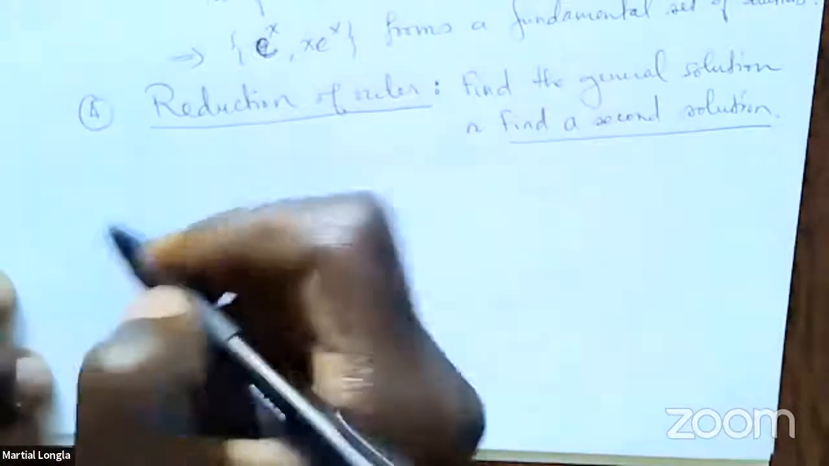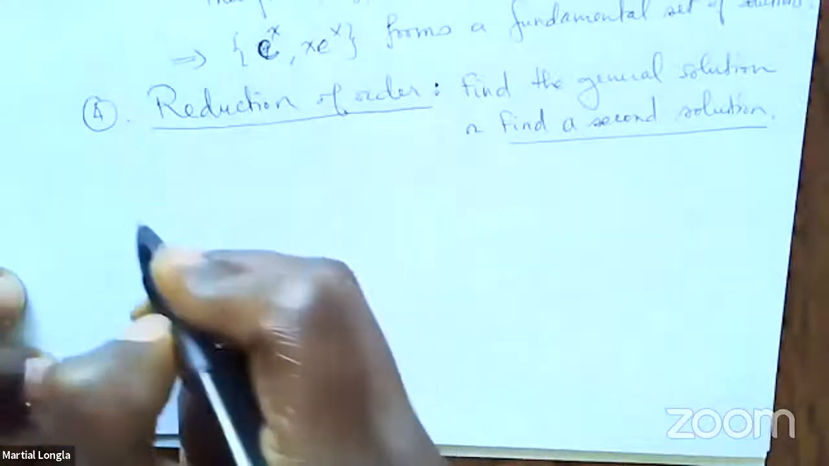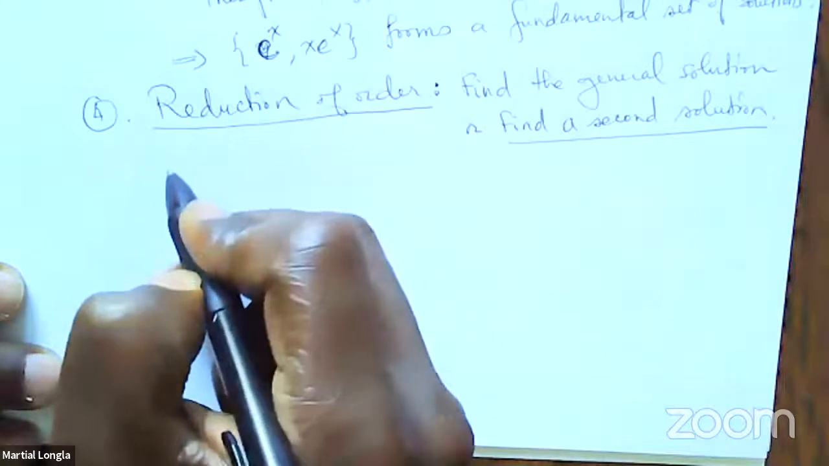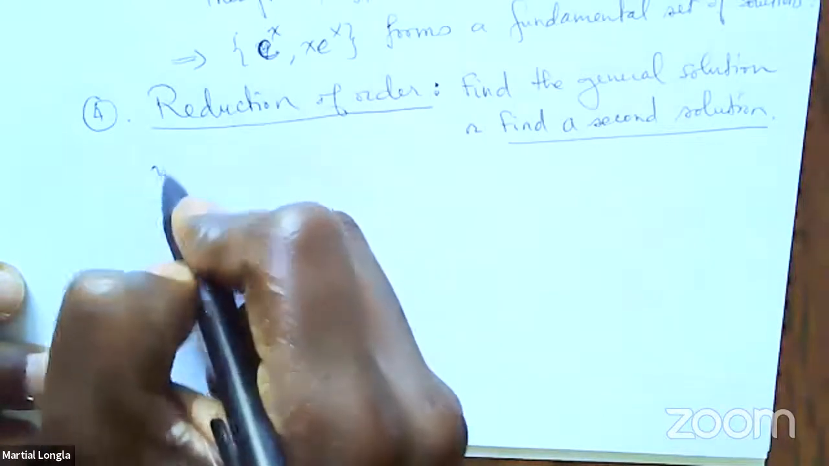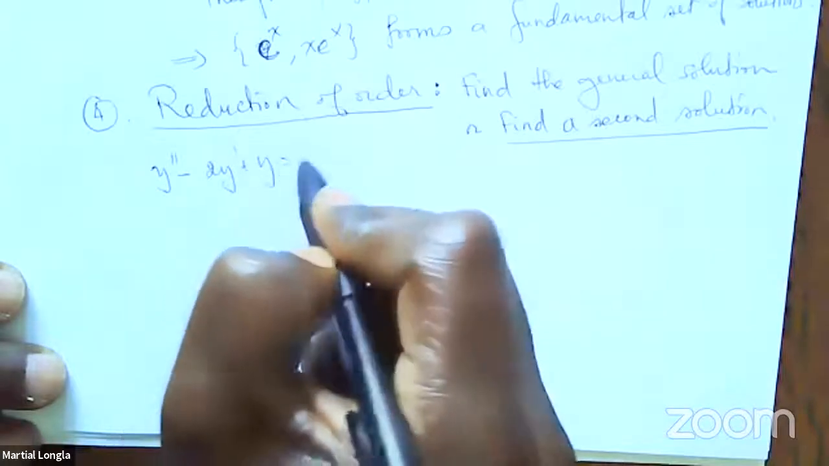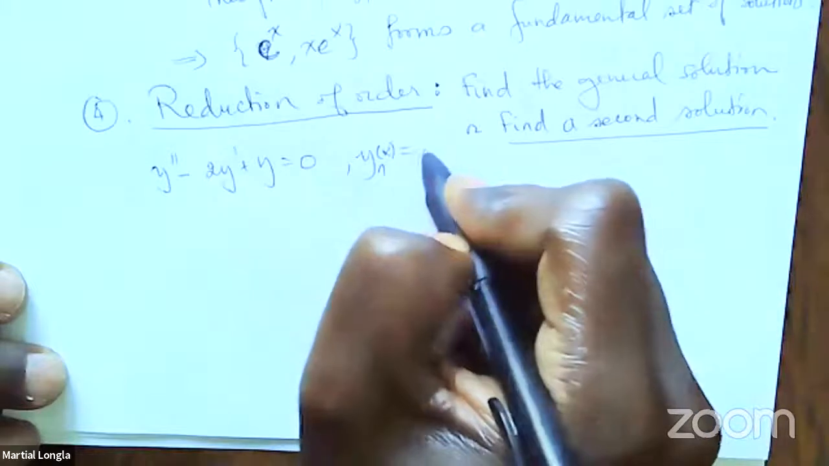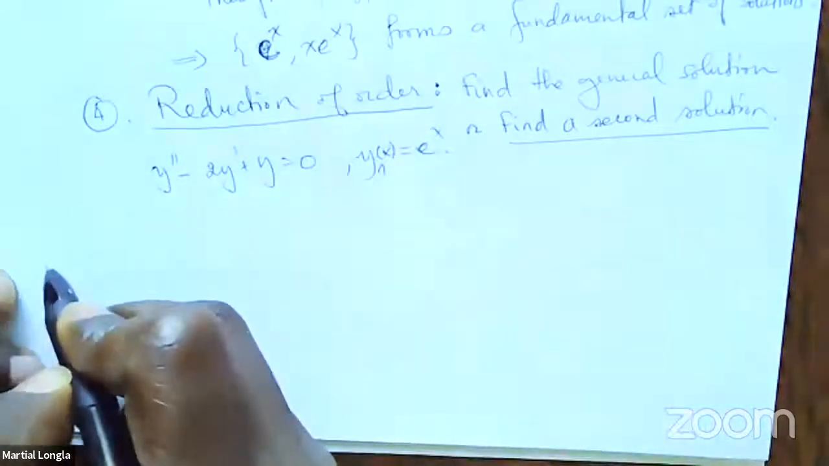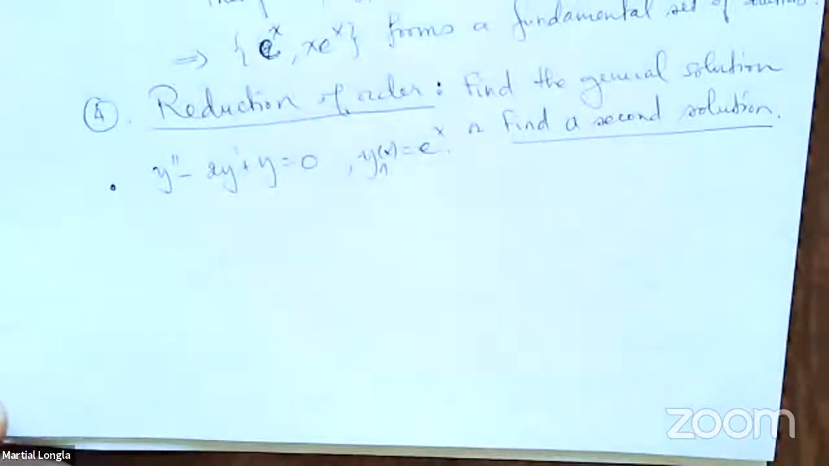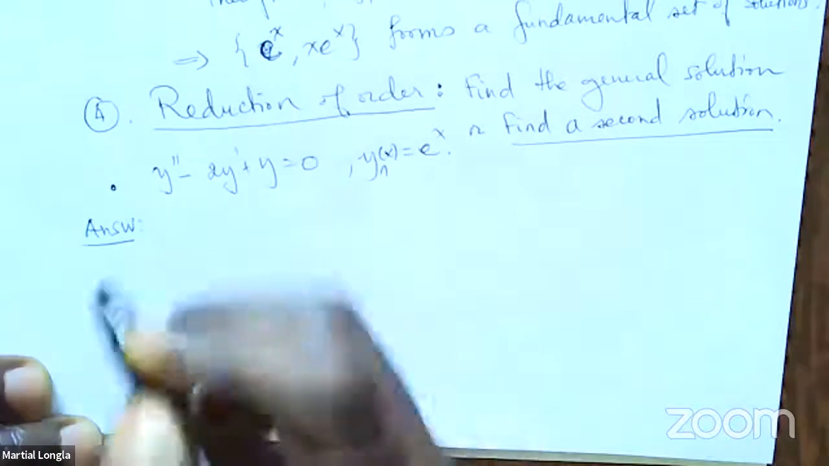And here, for example, I could give just an easy problem like the one we had before. It's y double prime minus 2y prime plus y equals 0, y1 of x equals e to the x, for example. And so what are the steps? That's the most important thing, the steps.